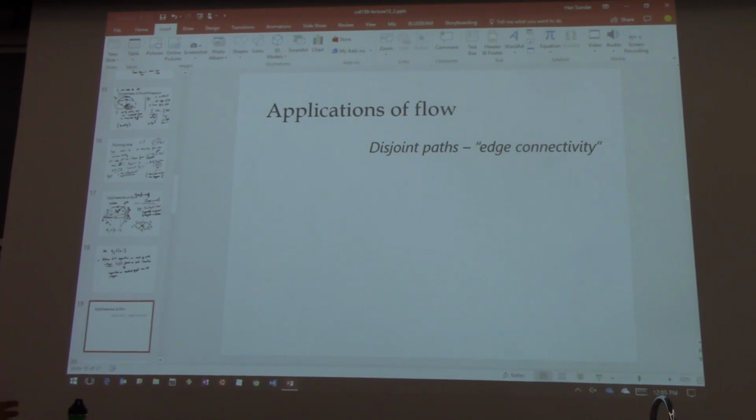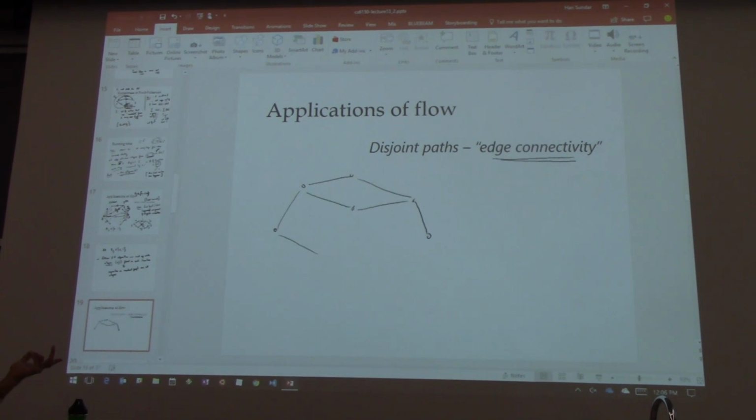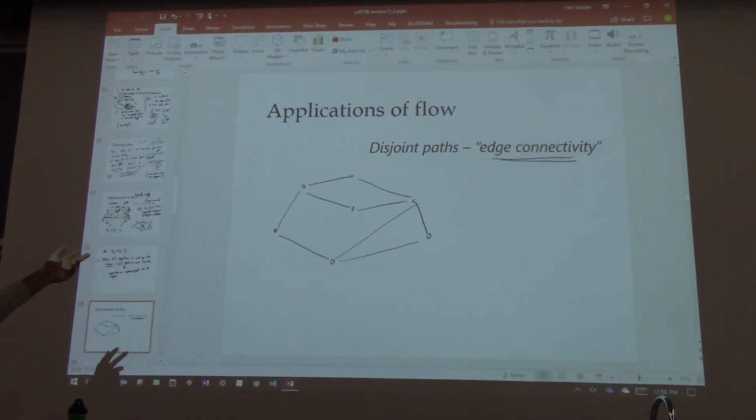And the other application is also a nice application of flow. It's what is called the edge connectivity problem. The idea behind this is, if you have some communication network, how many edges do I have to remove to disconnect this graph?